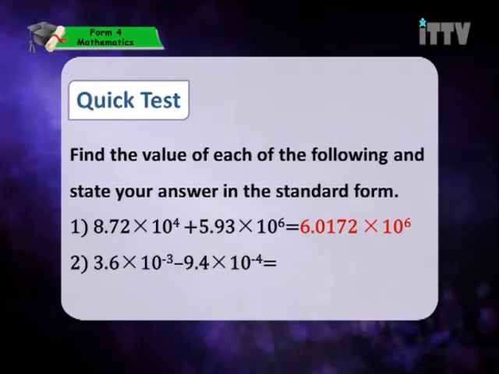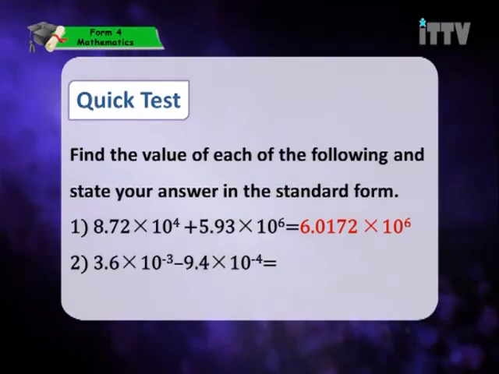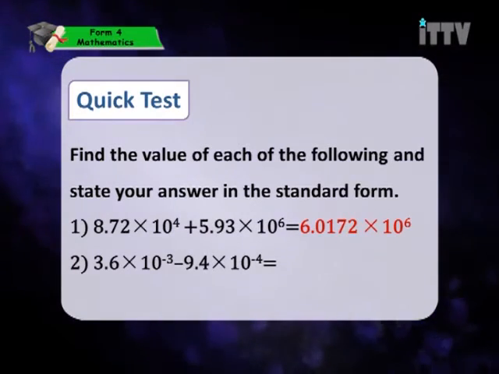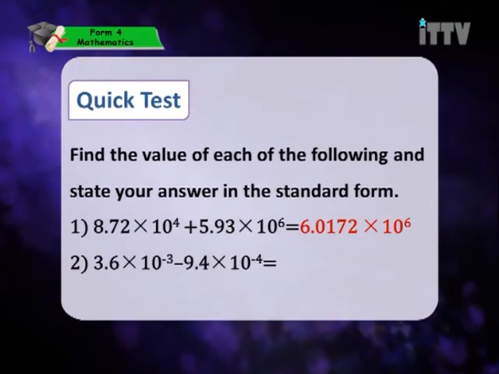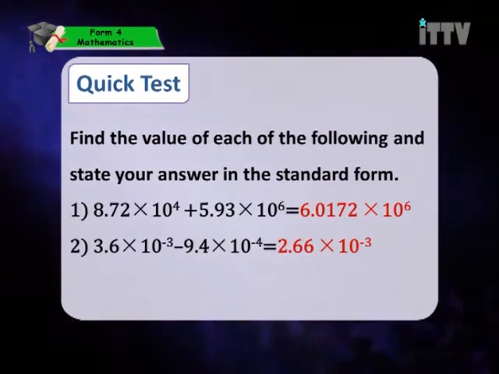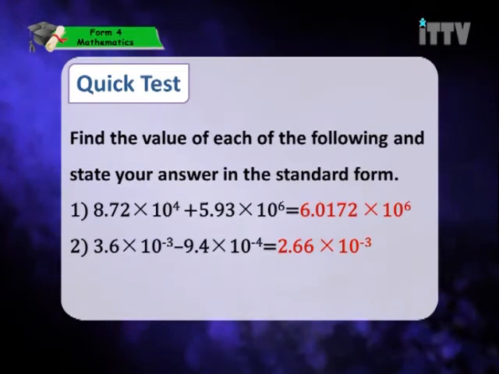Alright, another one. 3.6 times 10 to the power of minus 3 minus 9.4 times 10 to the power of minus 4. Alright, choose which method you want and compare your answer with my answer. You should get 2.66 times 10 to the power of negative 3.